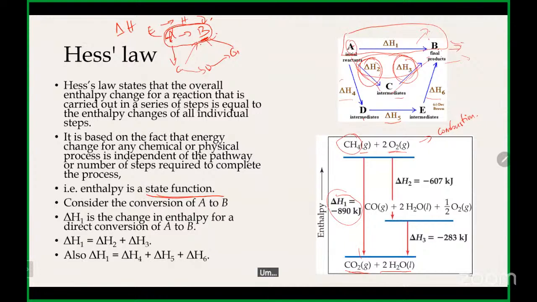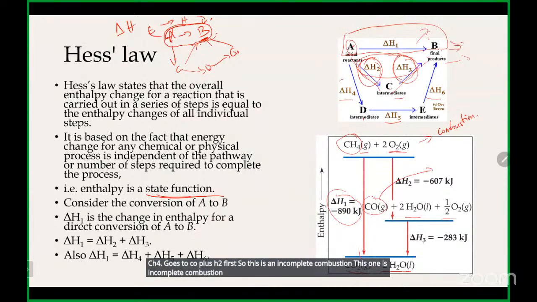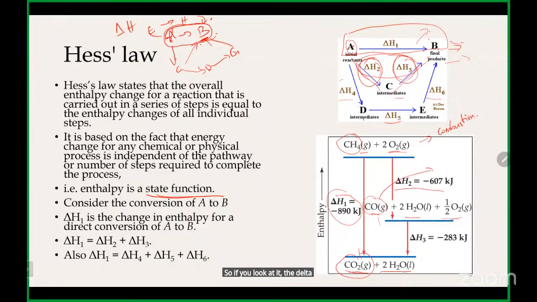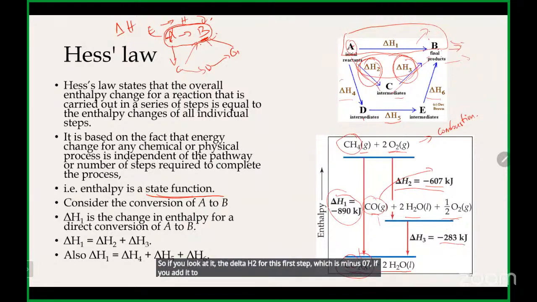This reaction can go in steps. CH4 goes to CO plus H2O first. This is an incomplete combustion, but you still have more oxygen, and it reacts more to get your final combustion product. So if you look at it, the delta H2 for this first step, which is minus 607, if you add it to minus 283, you will get negative 890 kilojoules, which is the delta H for the whole.